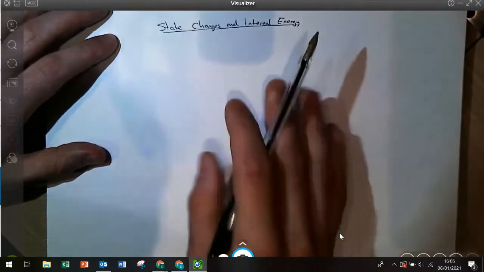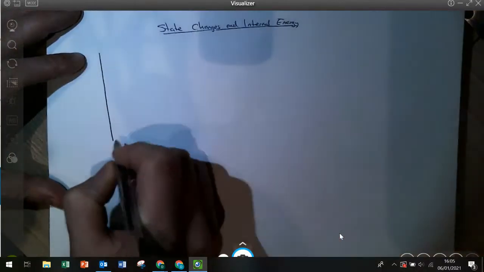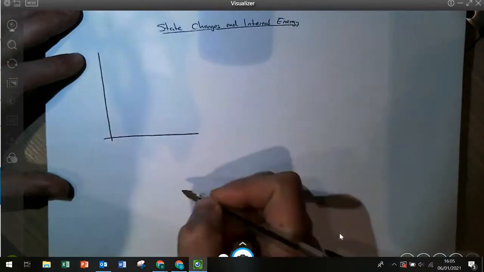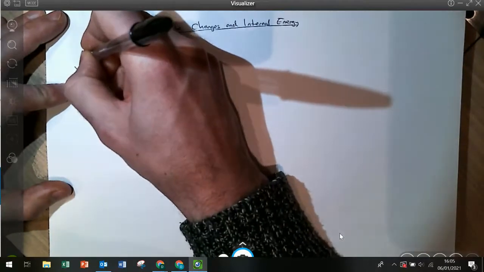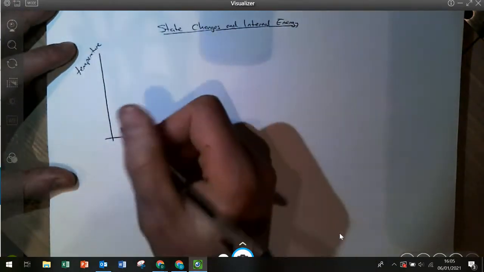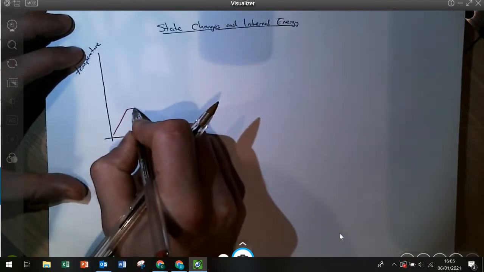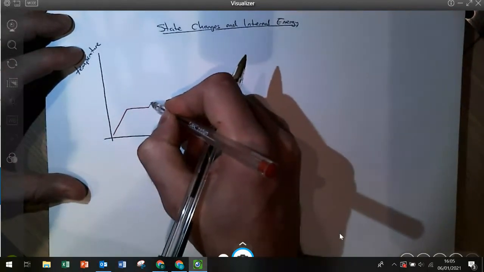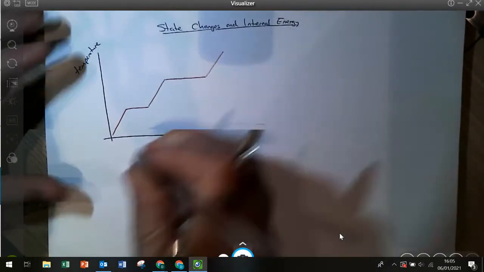In this video, we're going to be looking at state changes and internal energy. So the fundamental diagram that's going to appear again and again in this unit is this diagram where we have temperature on the y-axis, and I suppose technically time is on the x-axis, but often it's not labelled. And then we have some substance, often water, that's being heated, melted, heated, boiled, and heated again.